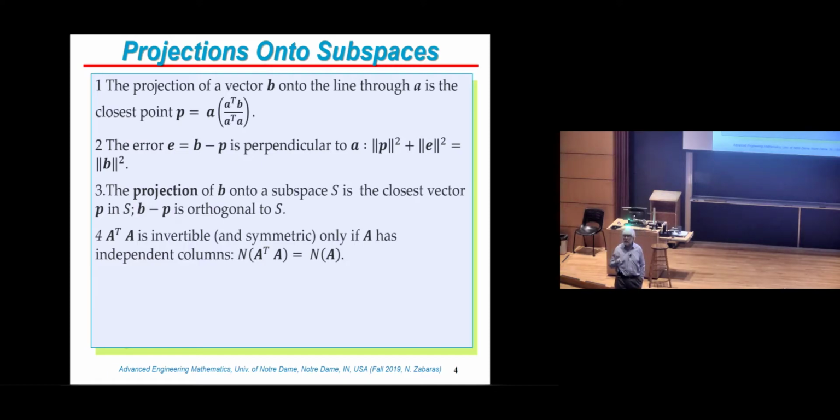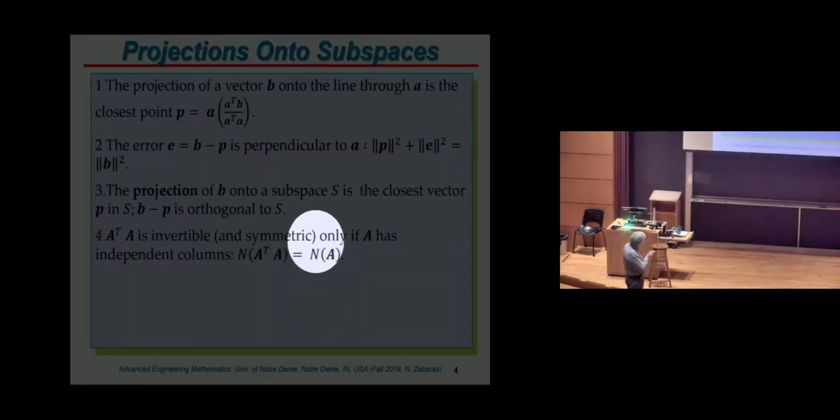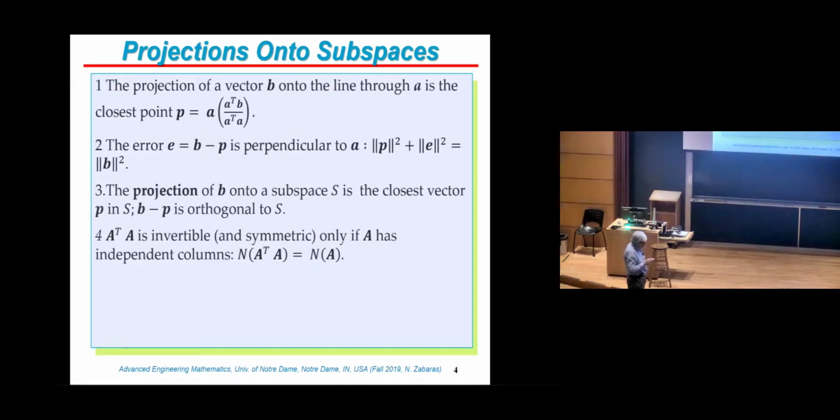The derivation is one line, but I want you to remember it, because this is very, very fundamental in being able to do least squares analysis. So if A has independent columns, all right, so the null space of A is basically 0, then A transpose A, that is always a square symmetric matrix, would be invertible. A doesn't have to be square.